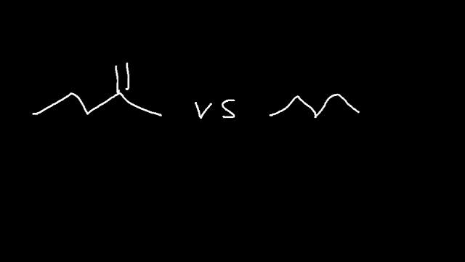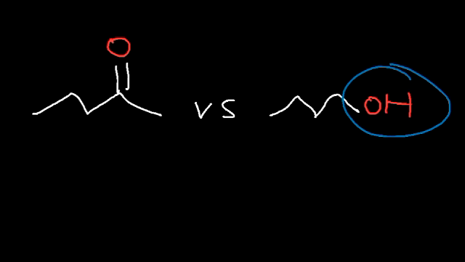Now, what if we were to compare a ketone with an alcohol? Which one has a higher solubility in water? They both contain polar groups, but the alcohol has hydrogen bonds, and so therefore this is going to be more soluble in water.